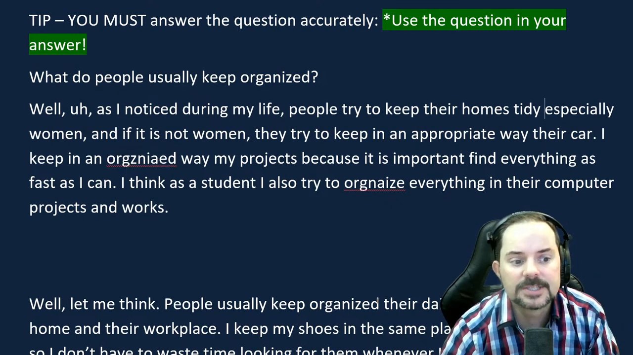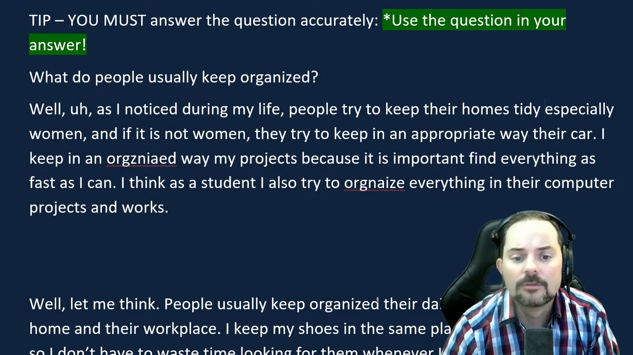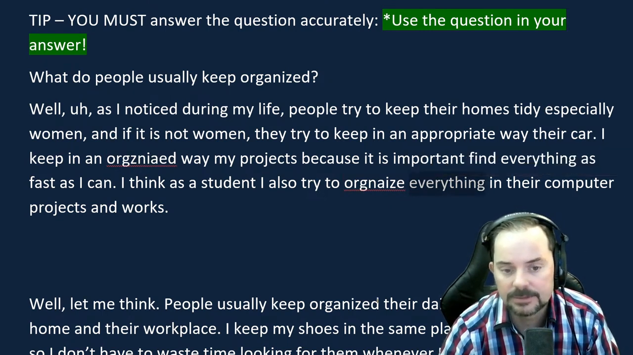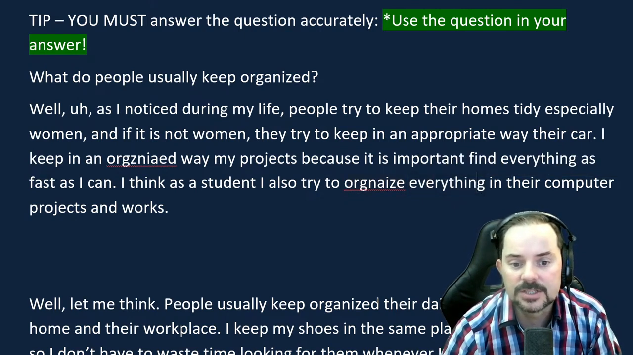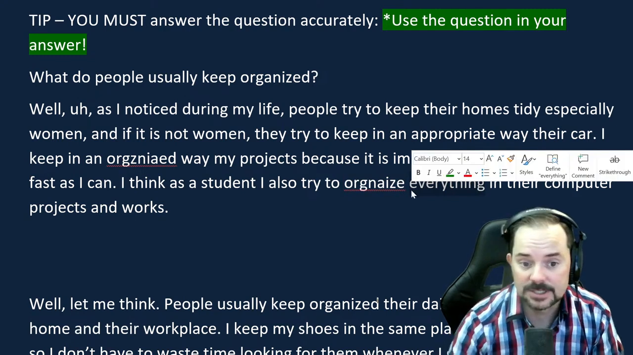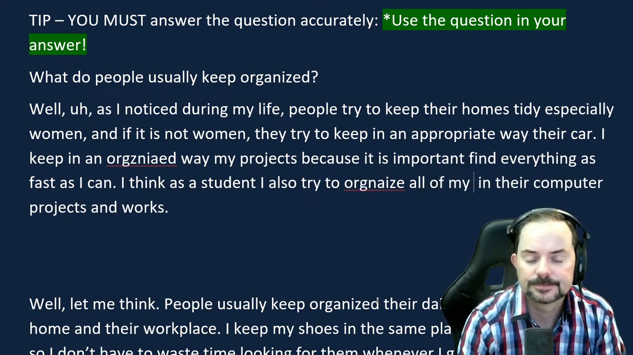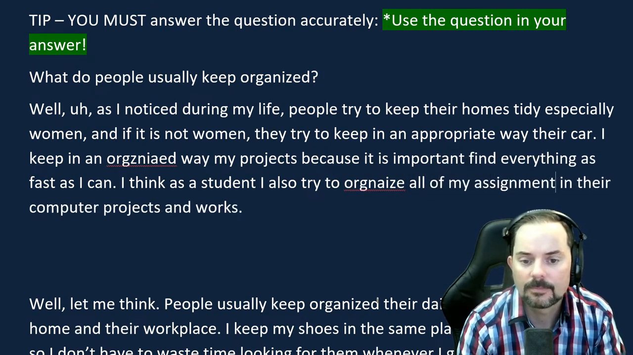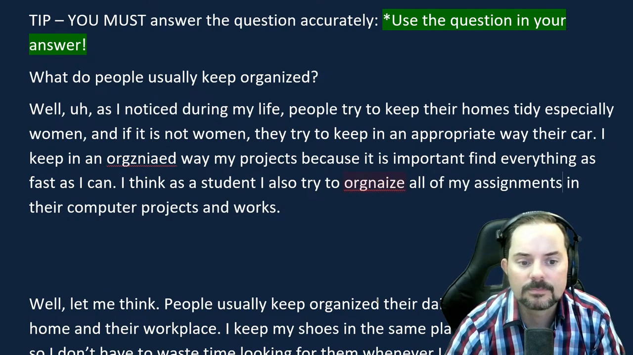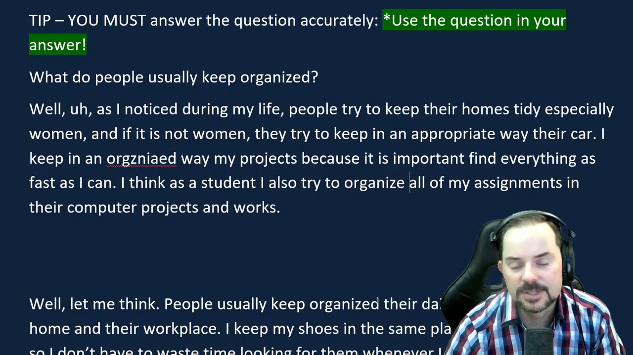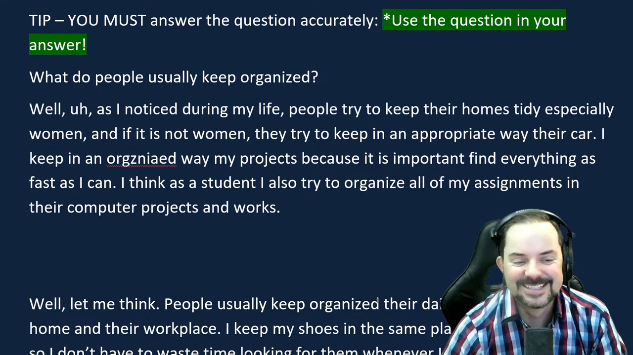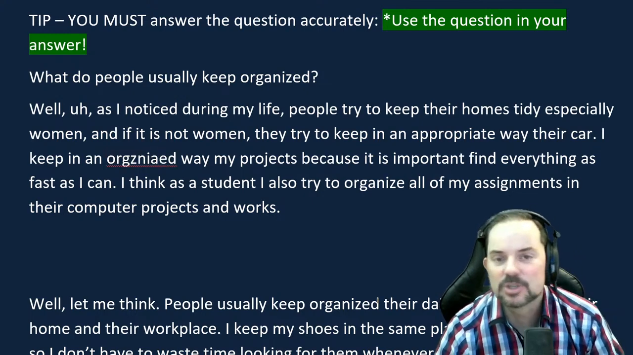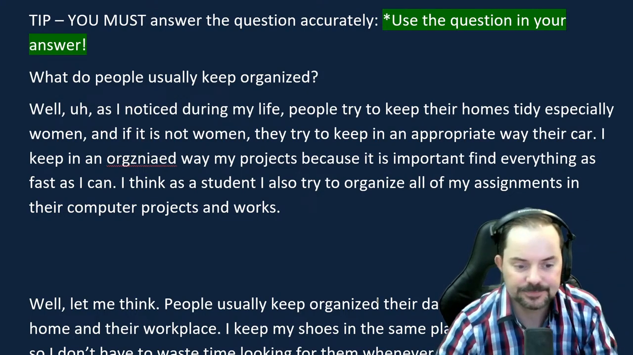All right. And one more quick tip: avoid these words like everything. Okay, whenever you want to say everything, use a better noun. So I think as a student, I also try to organize all of my assignments. As a student, I also try to organize all of my assignments. Okay, much better than saying everything. It's like, everything? Really? So all of my assignments, much better. So always find that better word, okay?